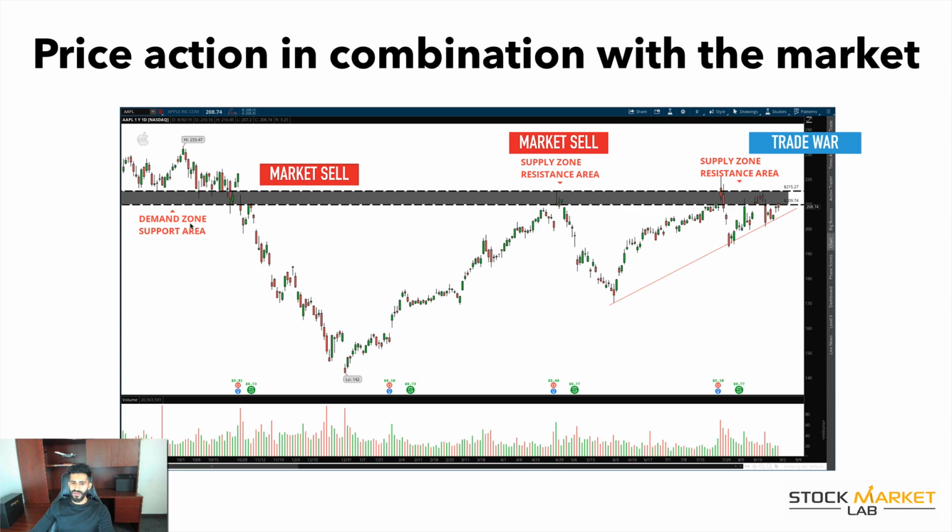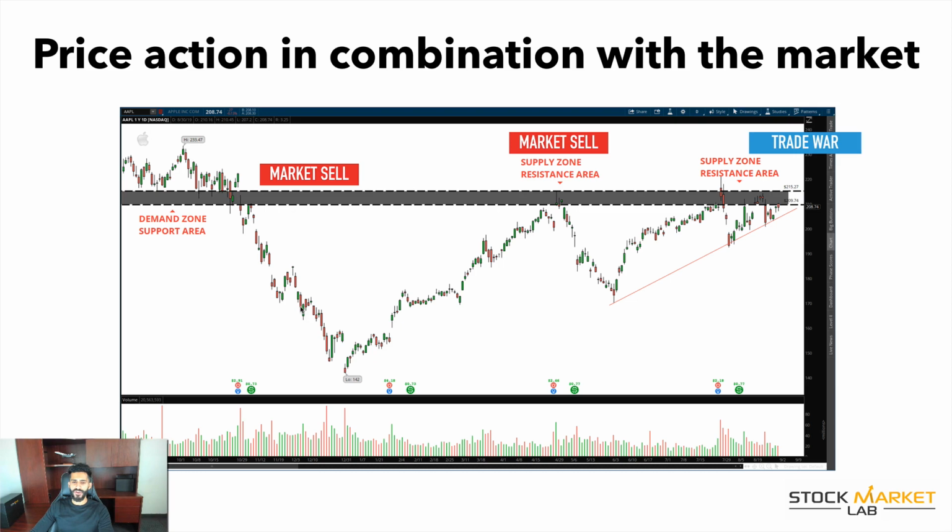Now, if you look here, the same example, price action in combination with the market. We have a demand zone known as a support area. Now, the reason the market sold off, there was a market sell-off, right? The market started selling off, right? For anyone trading or anyone familiar with this time, this was in 2018 in November, December, and a little bit of October. The market started selling off. Now, because the market started selling off, a stock like Apple is most likely going to sell off too. But we look at the combination of price action.